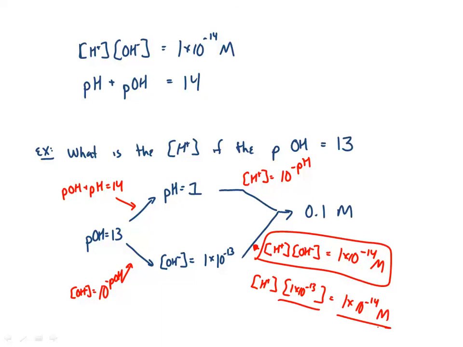10 to the 0 is 1. You can mathematically argue this all you want, but that's the rule. 10 to the 1 is the same thing as writing 10. 10 to the 0 is the same thing as writing 1. 10 to the minus 1 is the same thing as writing 0.1.